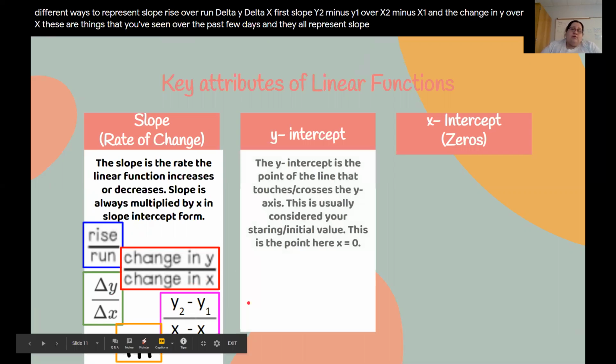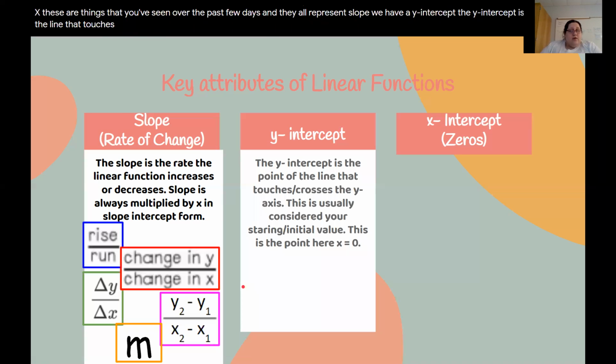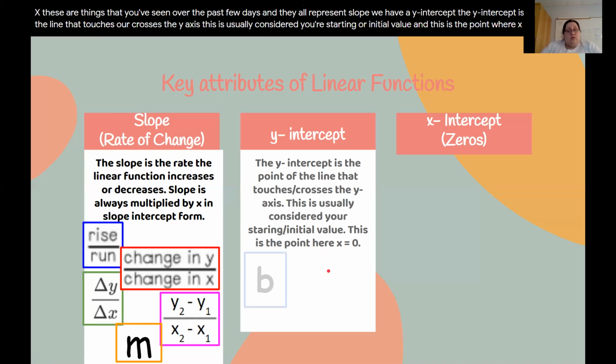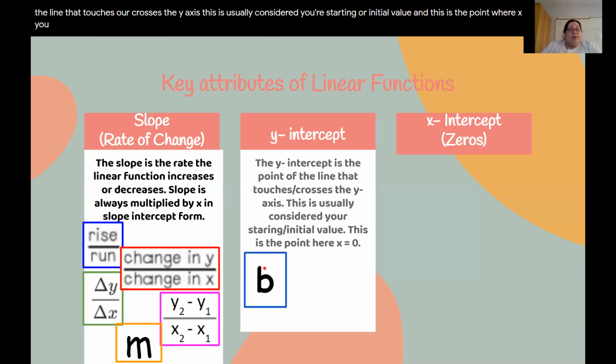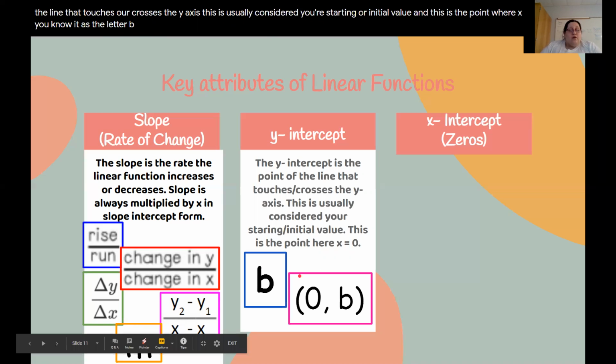We have a y-intercept. The y-intercept is the point of the line that touches or crosses the y-axis. This is usually considered your starting or initial value, and this is the point where x equals 0. So you know it as the letter B, and if you're looking at an ordered pair, x equals 0 and y equals b. So whatever the y value is, it's going to be b.